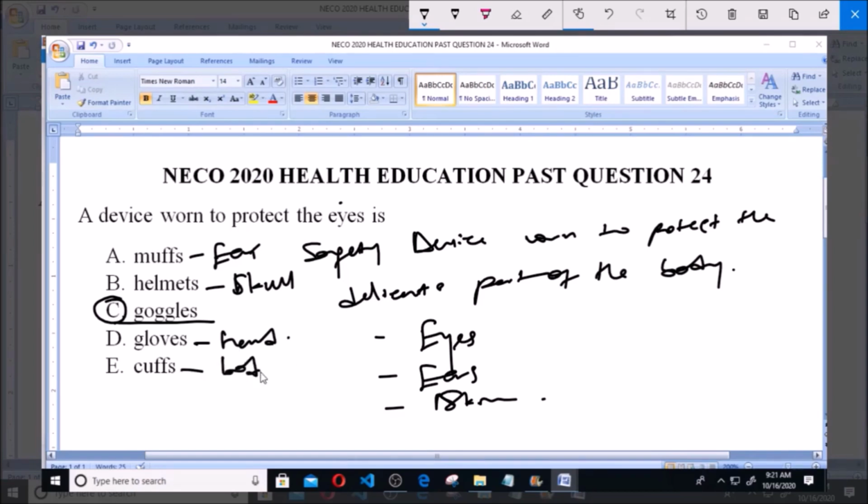So the answer to this question is option C, goggle, which is used to protect the eyes. It's a safety device.